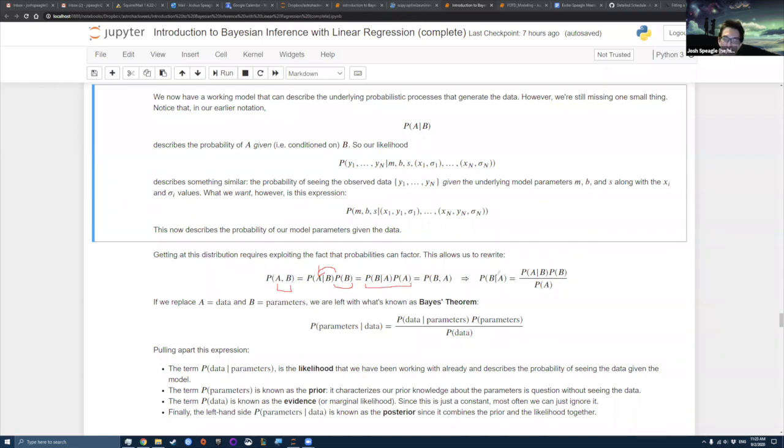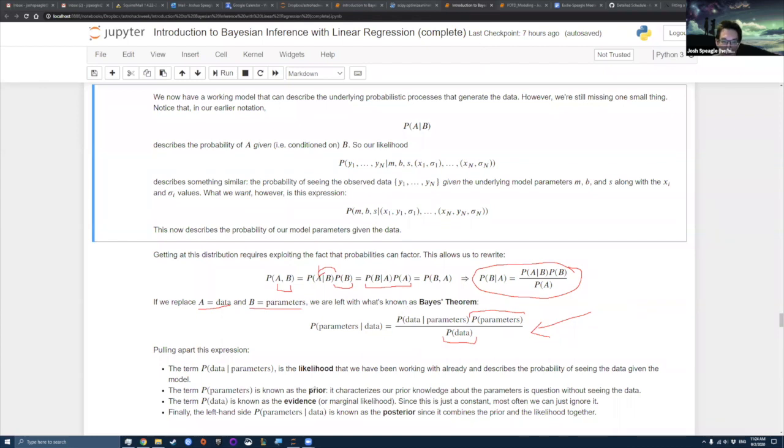If we do a little bit of rearranging, we get something that looks like this. And if we just replace A with the data and B with our parameters, we get this functional form down here, which is known as Bayes' rule: the probability of the parameters for a given data set is equal to the probability of seeing the data given the parameters, times the probability of the parameters, divided by the probability of the data. And this is the core of Bayesian inference.